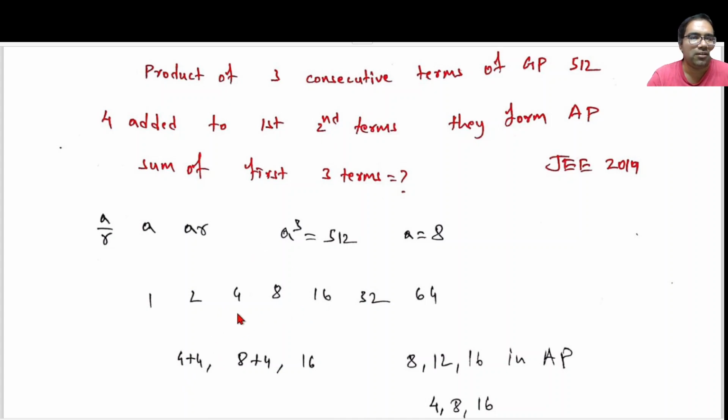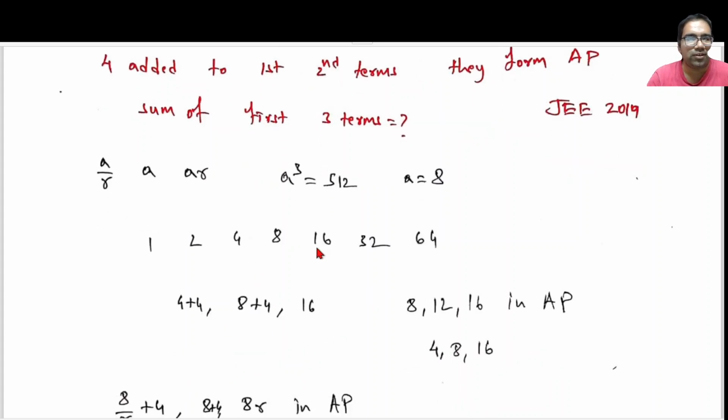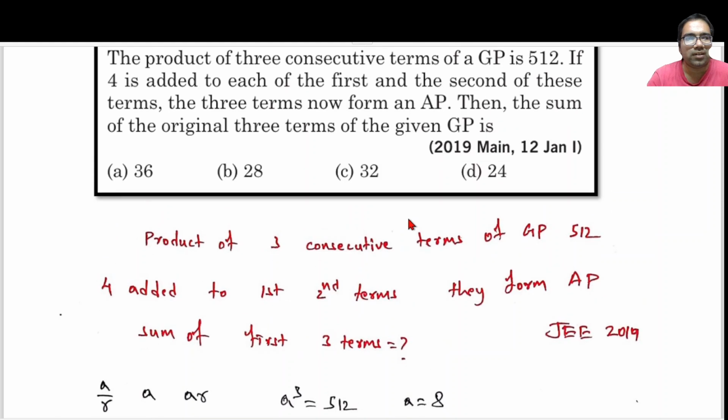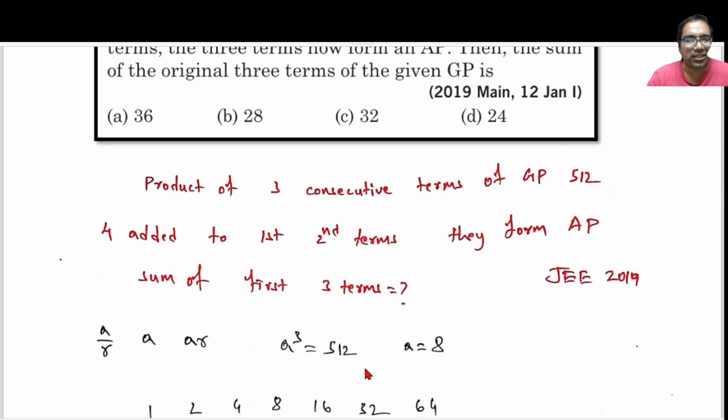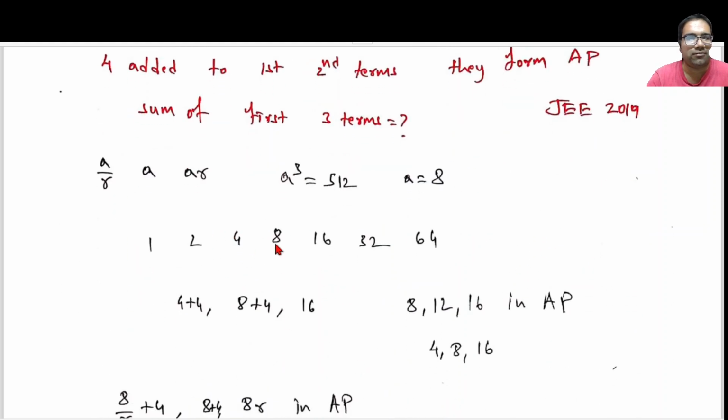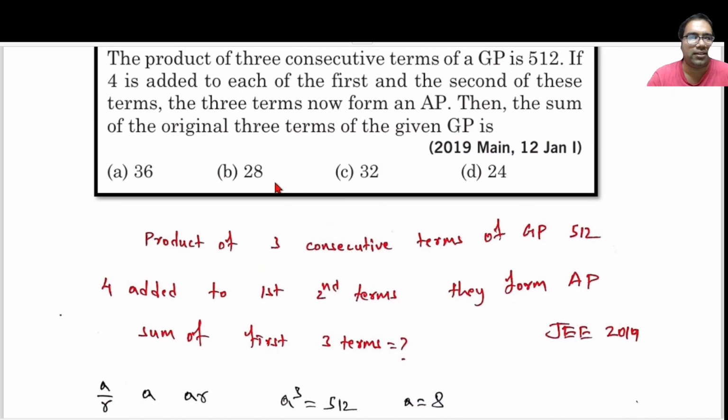If you add 4 to the first two terms, that is 4 plus 4 and 8 plus 4, then these three will become 8, 12, 16, which are in arithmetic progression. That means 4, 8, 16 are the terms that we are looking for. The sum of this is actually 28. 4 plus 8 is 12, plus 16 is 28.